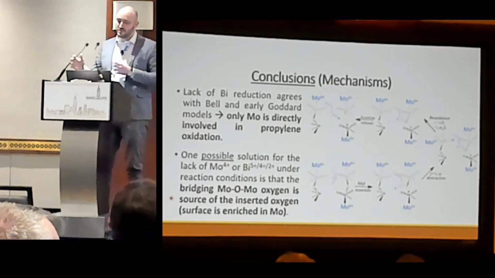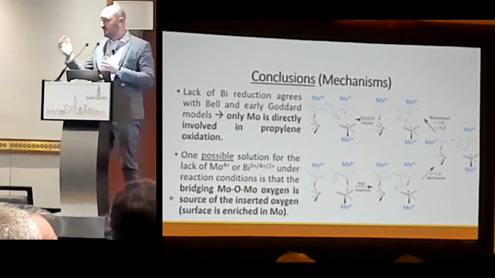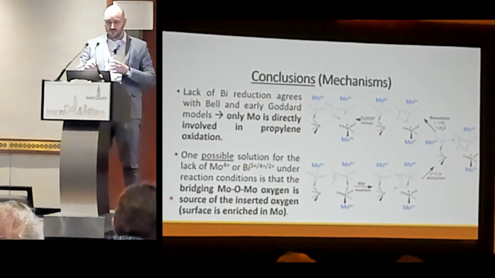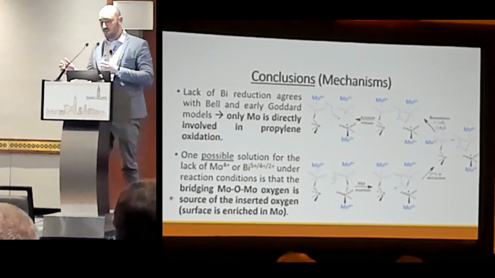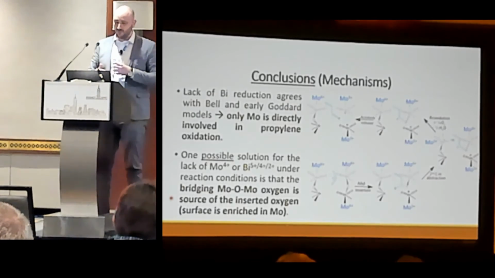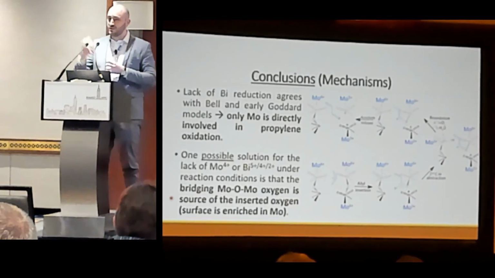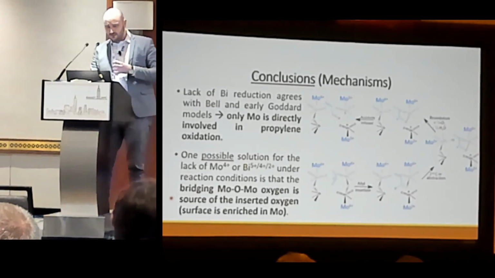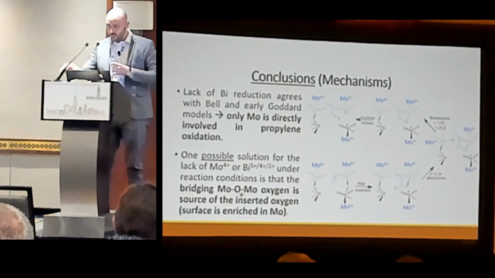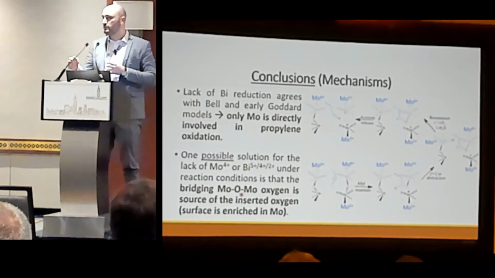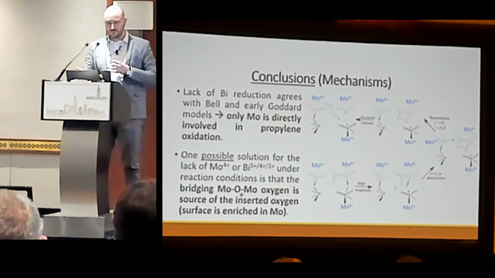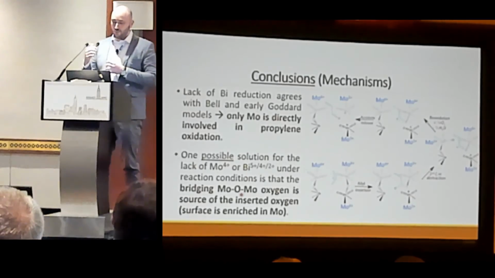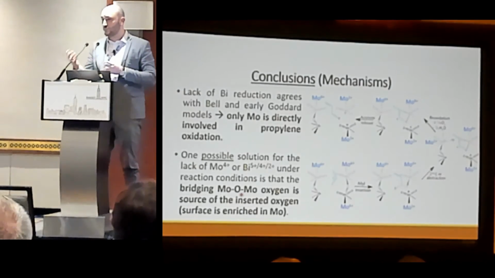Now, tying it back to the mechanisms suggested previously in the literature, the lack of bismuth reduction agrees with both the Bell and the early Goddard models, since we both see that only molybdenum is directly involved in propylene oxidation. One possible solution to the lack of molybdenum 4+, as well as the bismuth redox that was suggested in the previous mechanisms, is that O insertion takes an oxygen from the bridging molybdenum bond. This is the source of the O, which suggests why we're not seeing any molybdenum 4+.